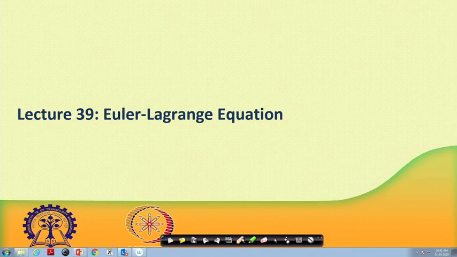Here also we will talk about the Euler-Lagrange equation and see how it can be used to obtain the equation of motion of a given system. It can be a single degree of freedom system or a multi-degree of freedom system. So, this is basically a continuation of the previous lecture. Let us move on to the example.